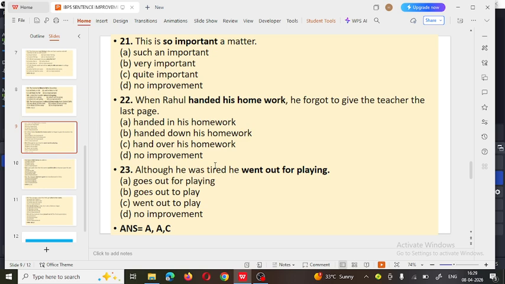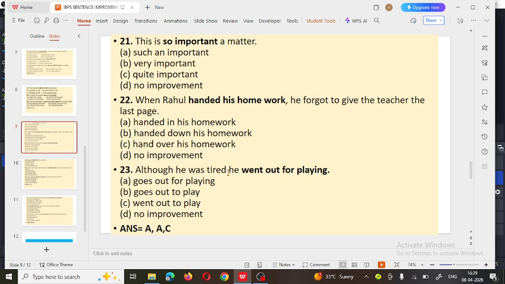We hand over responsibilities. He has done his homework. So when Rahul handed in, meaning given or submitted his homework, that is the more correct option here, option A.